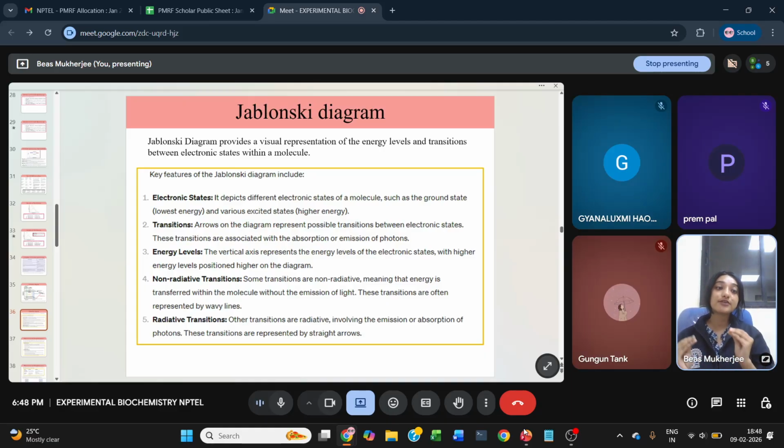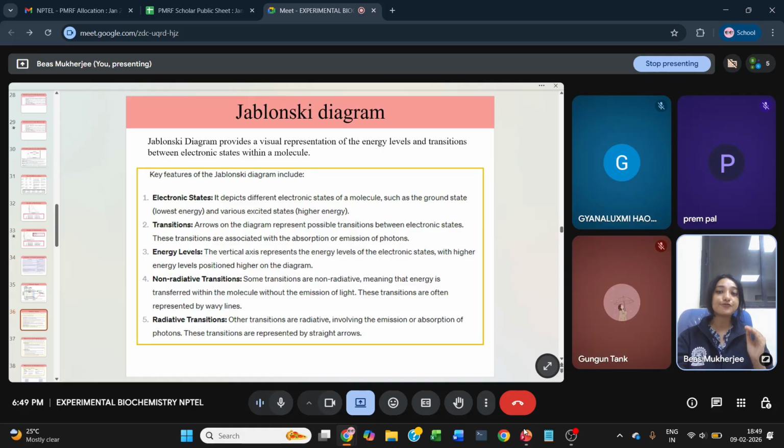Now non-radiative transition. What are those? Some transitions are non-radiative. That means that the energy is transferred within the molecule without the emission of light. These transitions are often represented by wavy lines. So we saw those, intersystem crossing and internal conversion. Those are the wavy lines that are showing that within the molecule, some of the energy is lost as the electron travels. Okay, so it is not emitted, but it is just lost.